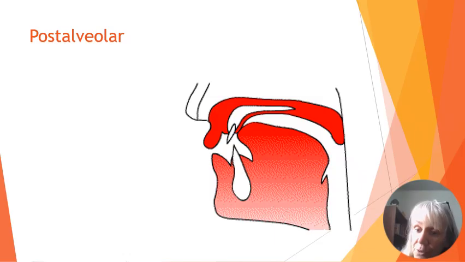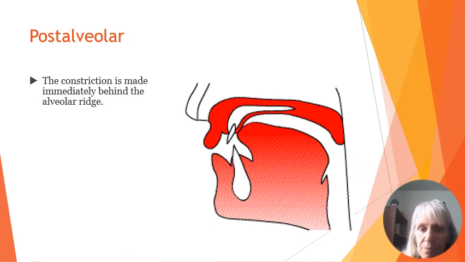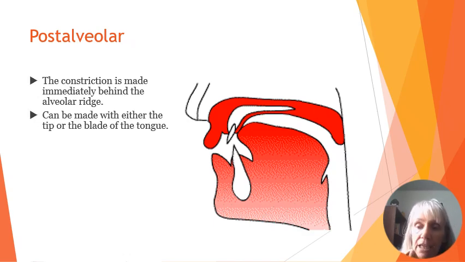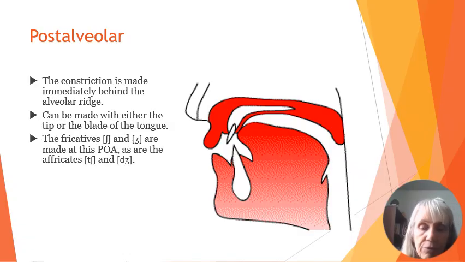So the next area we're going to look at is the post-alveolar, which is immediately behind the alveolar ridge. Now the constriction is made there by either the tongue tip or the tongue blade touching that area and blocking the airflow so nothing else can get through. The fricatives, "sh" and "zh", as in "vision", are made at that point of articulation, as are the affricates, "ch" as in "church", and "j" as in "judge".